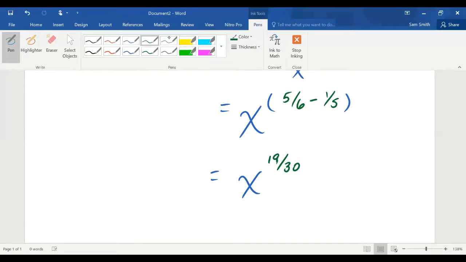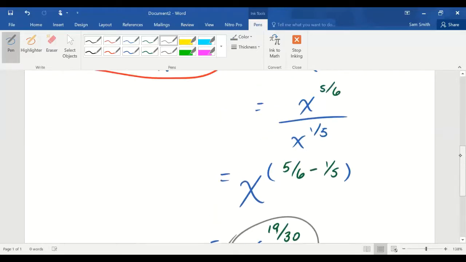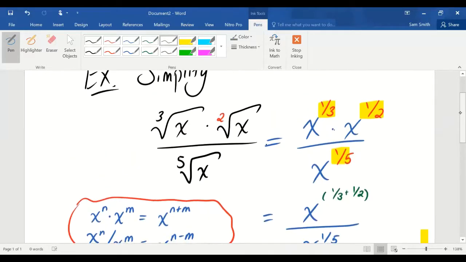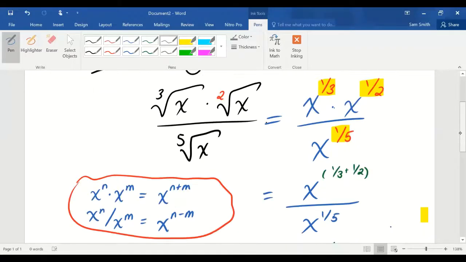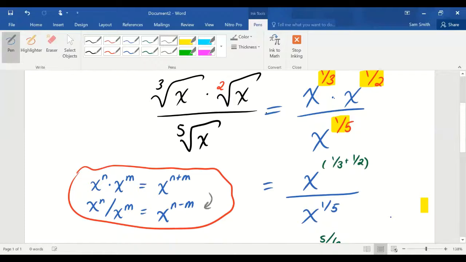So I have managed to condense and combine this all the way into an expression that has a single exponent and a single base. Much, much simpler than what we had before. So this is my recommendation. Anytime you're simplifying something where your roots have different indices and you're multiplying and dividing them, convert them to exponential form so that you can use the exponent rules.